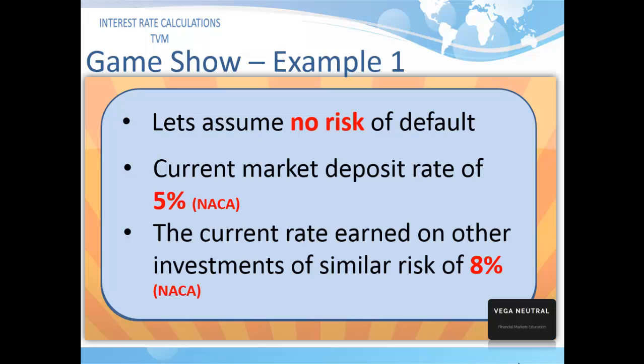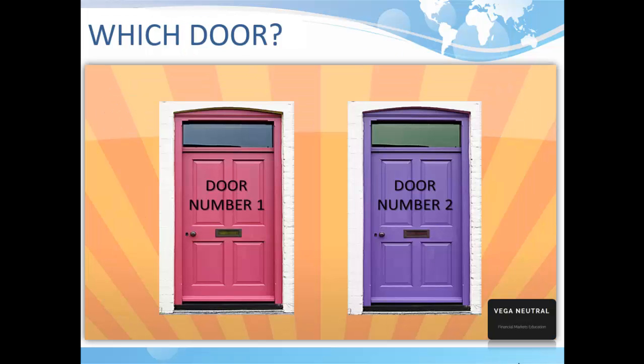And let's further assume that the current rate that you can earn on other investments of similar or lesser risk is 8%. And here again, interest capitalized annually. Under these conditions, which door would offer us the best value? Door number 1, where we get $1 million today, or door number 2, where we get $1.1 million in a year from now? The answer is door number 2.